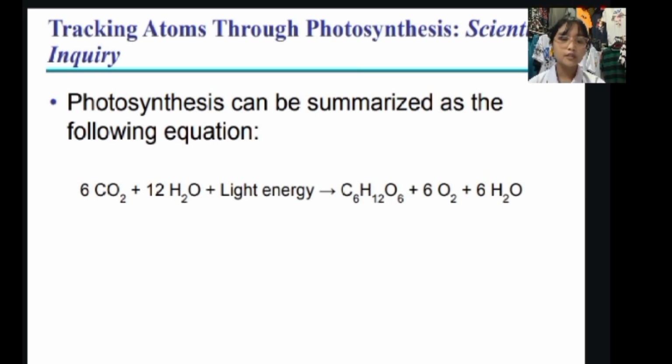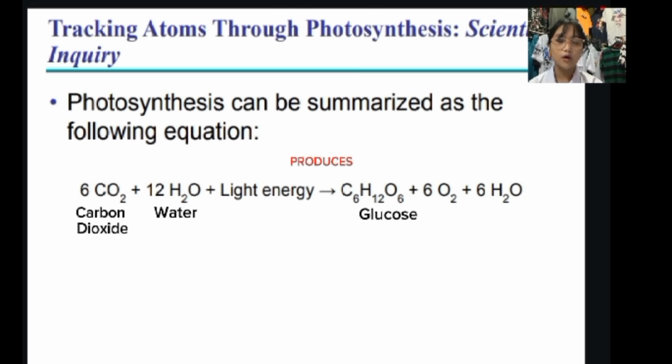So photosynthesis can be summarized as the following equation. So 6 CO2 plus 12 H2O plus light energy. Those are the reactants. So these reactants can produce C6H12O6 plus 6 O2 plus 6 H2O. So for further explanation of this, let's move on to the next topic.